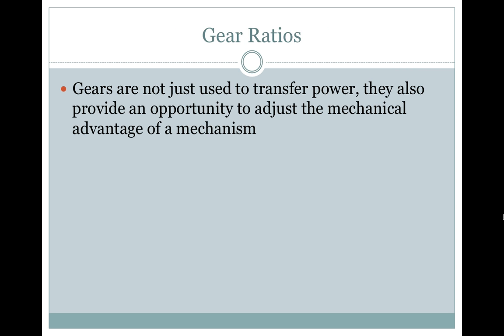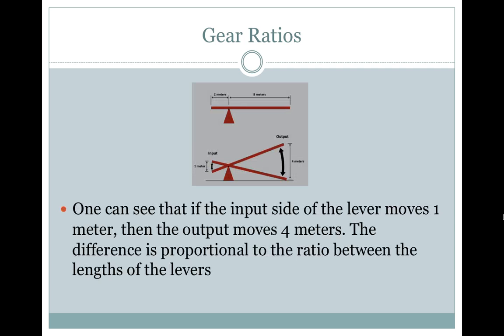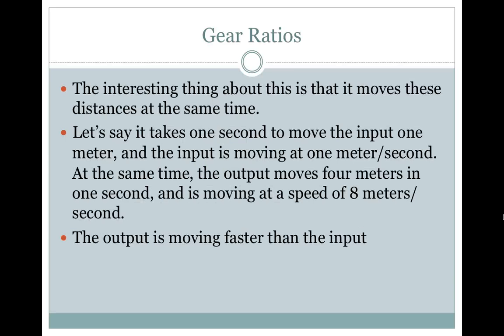Gear ratios. Gears are not just used to transfer power. They also provide an opportunity to adjust the mechanical advantage of a mechanism. One can see that if the input side of the lever moves 1 meter, then the output moves 4 meters. The difference is proportional to the ratio between the lengths of the levers. The interesting thing about this is that it moves these distances at the same time.